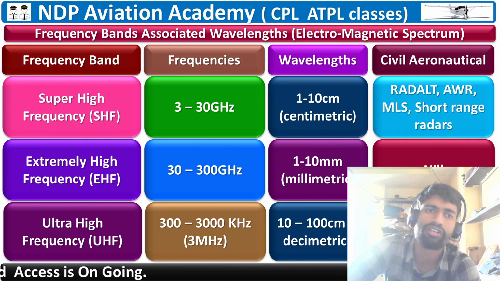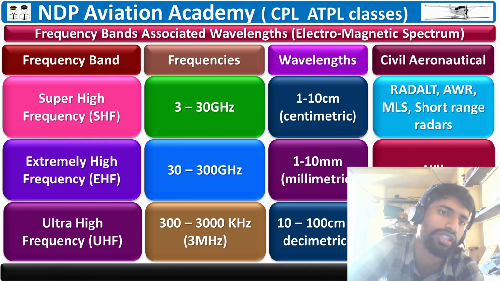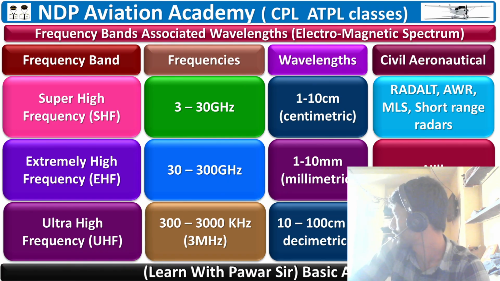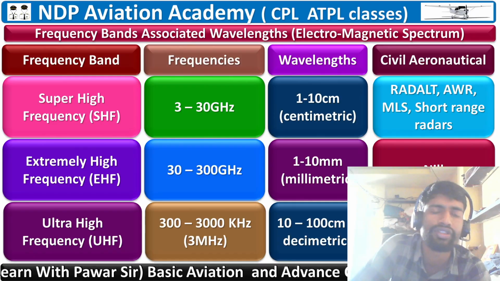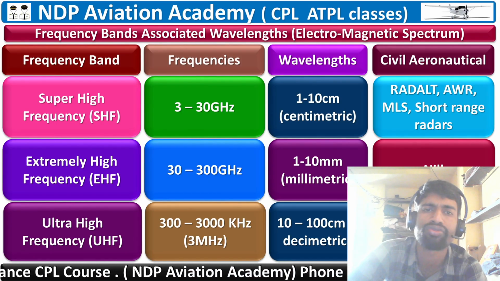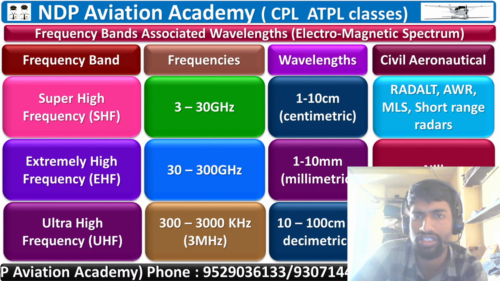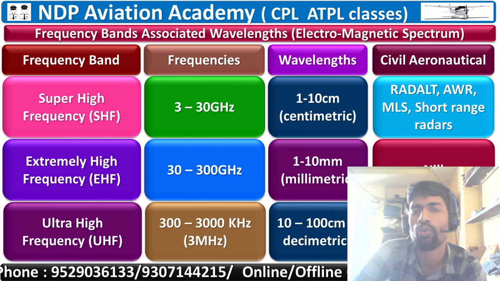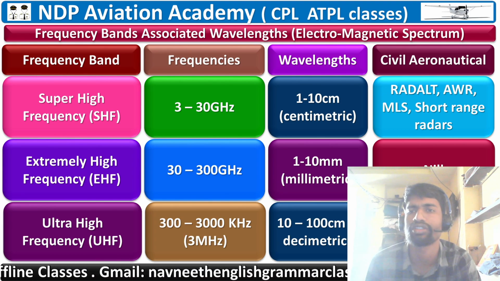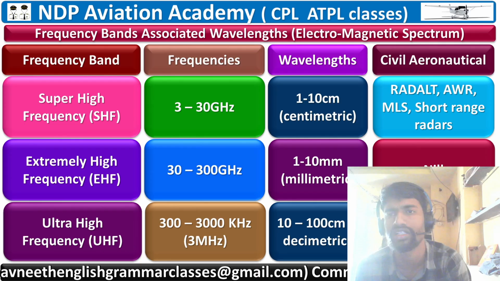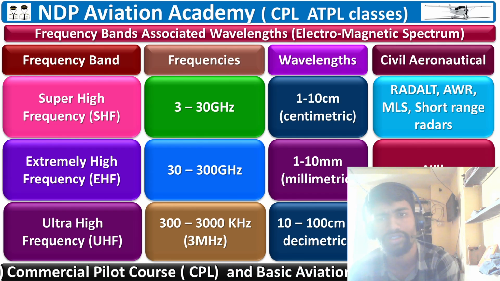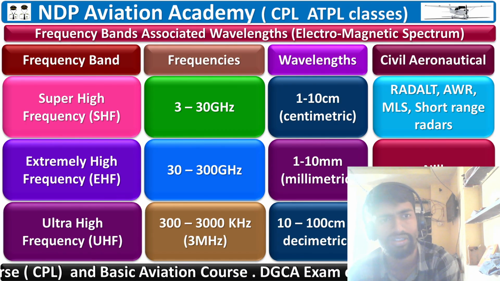Now I will explain again and then go to the next, guys. This is my last time. I will explain three types and you will understand one type. So super high frequency, you can say in short SHF, starts from 3 gigahertz and ends at 30 gigahertz. And how much wavelength? 1 centimetric to 10 centimetric. We use this frequency for the civil aeronautical radar, AWR, MSL, and short range radar.